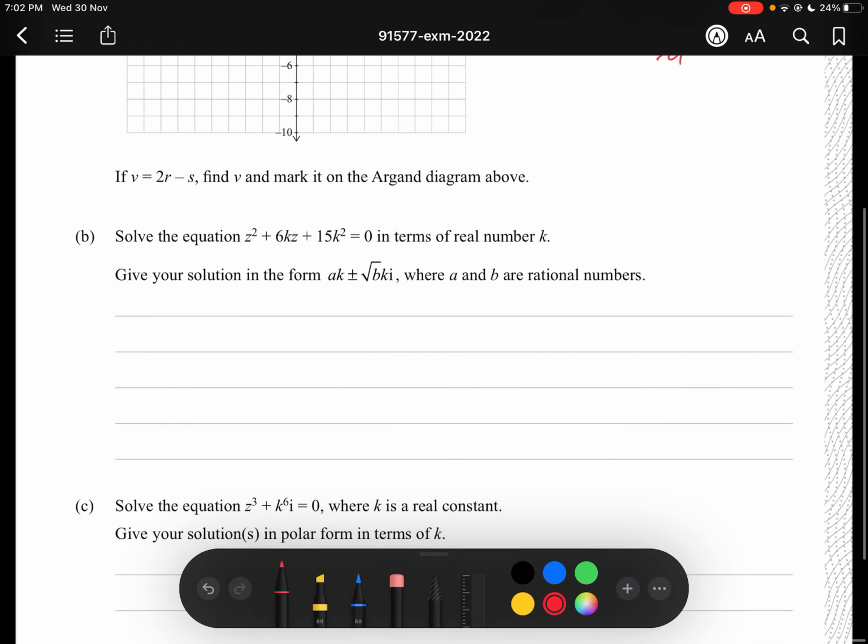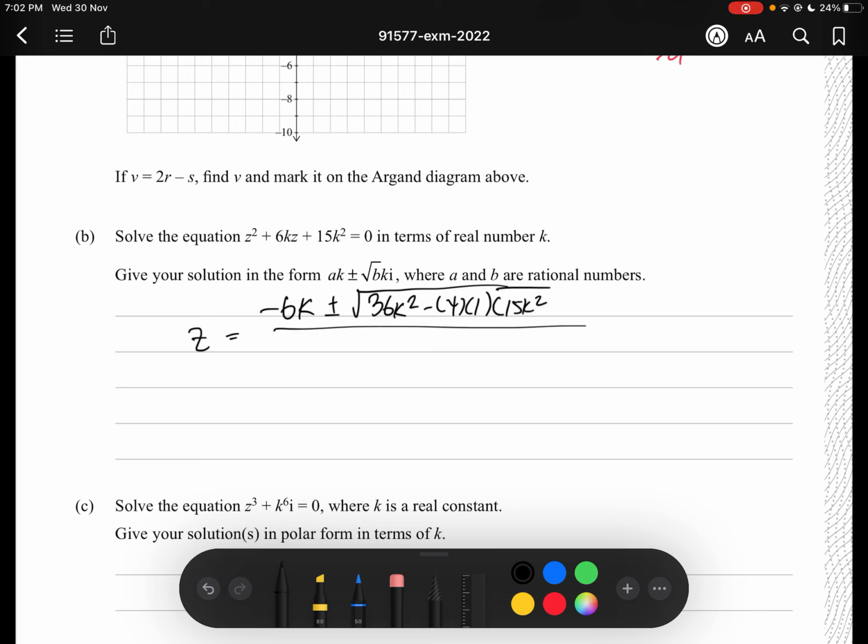Great. Solve the equation z² + 6kz + 15k² = 0 in terms of k. Give your solution in the form ak ± √b ki. So in this case, we're just going to use the quadratic formula. Pretty straightforward here. So we have z = (−6k ± √(36k² − 4 × 1 × 15k²)) / 2.